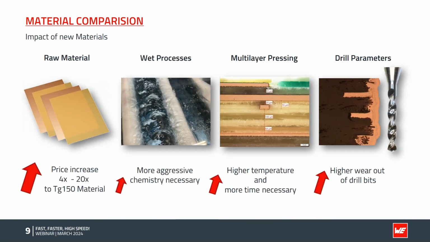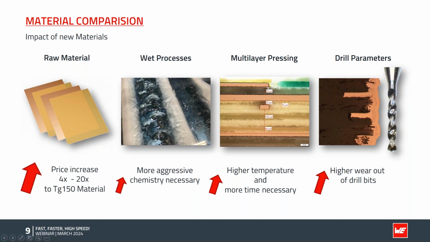What does this mean in the PCB production? First of all, when we buy the raw material is more expensive, and the price increase as TG150 material as a baseline is ×4 up to ×20. So very fast the material gets very expensive.